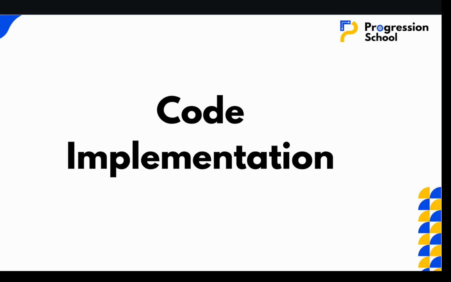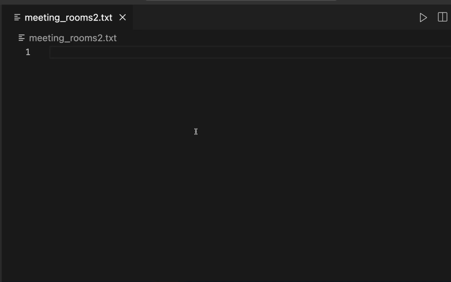In this video, we will see code implementation. Now let's see the code implementation of our two approaches. The first approach, where basically we sort the starts and ends and we compare whichever time is less, start time or end time. I will simply update the count, and the maximum count will be my answer.